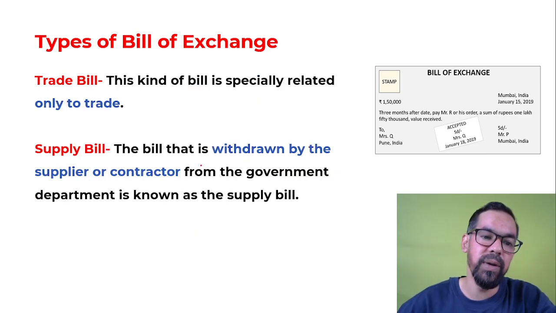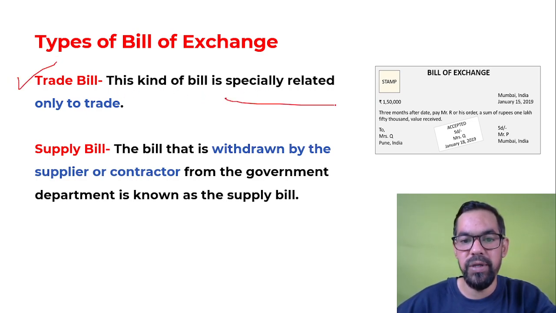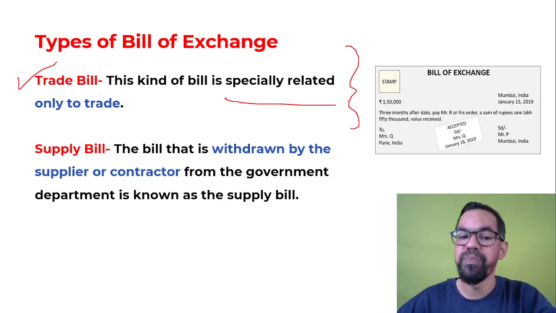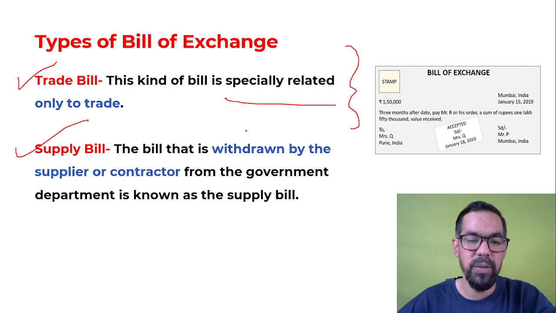Next one is trade bill, which is used for trade purposes only. This kind of bill is specially related to trade. So very simple. Supply bill, which is used for supplier purposes.